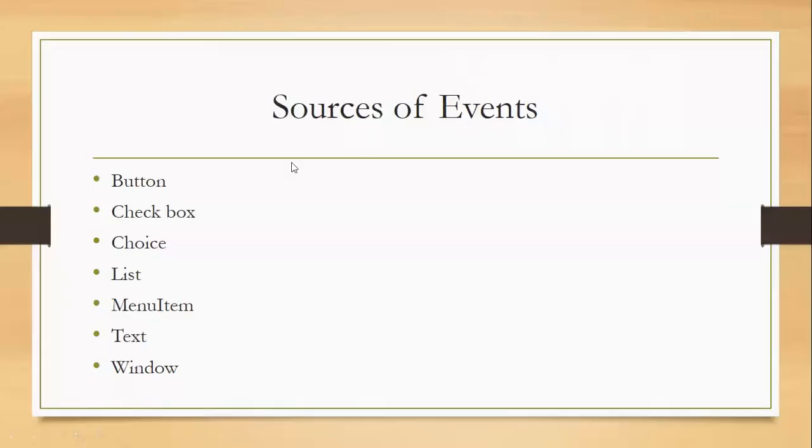These are the various sources of events. You can have a button click, checkbox click, choice, when you have a choice, any item that can be clicked. In the list, it can be clicked. Menu item, it can be clicked. Text can be clicked. Window can be clicked. So these are the various sources of events that can happen in AWT. So you will have to take the corresponding listener adapter, take the event, and then write the corresponding code.